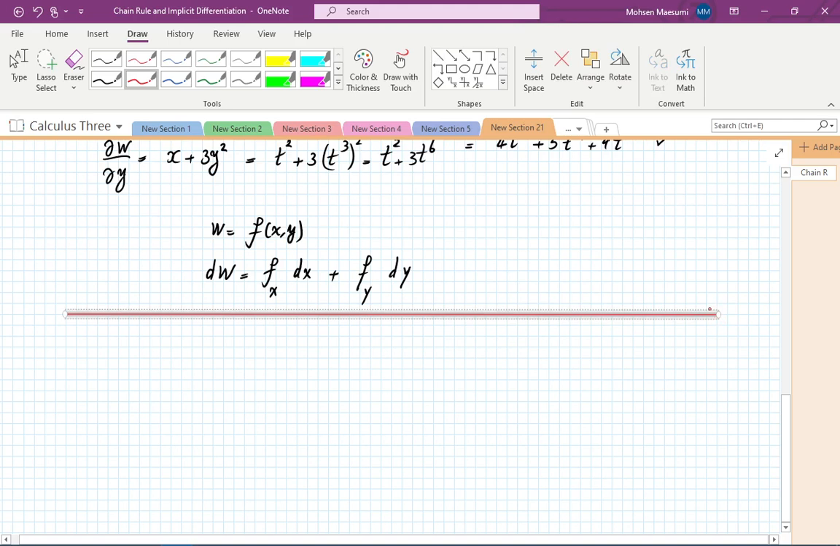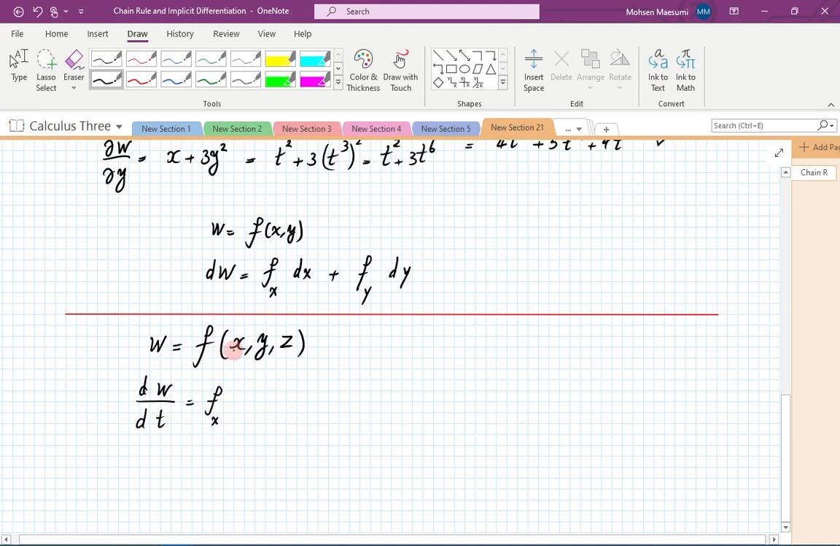So let's just write the general formula. If I had w as a function of, say, now we throw in a few more variables, say z as well, then if x, y, z all depend on some variable t, then the rate of change of w with respect to t would be, now let's abbreviate this thing, the partial derivative of f with respect to x, we had this shorthand for it, f_x, times dx/dt, and then f_y dy/dt, and then f_z dz/dt.